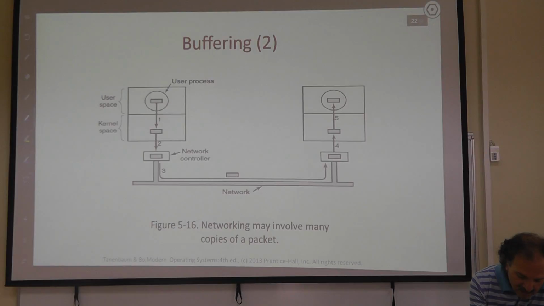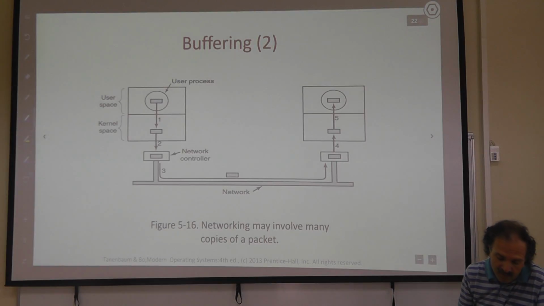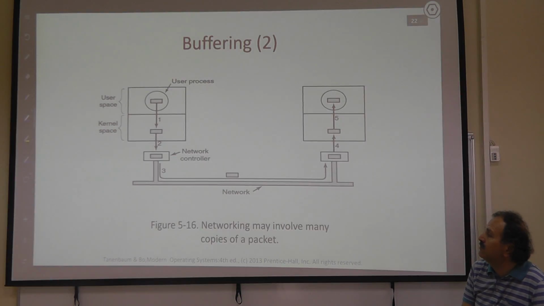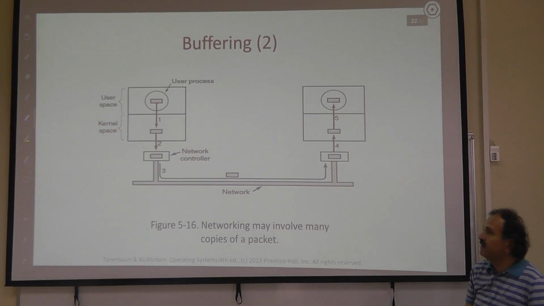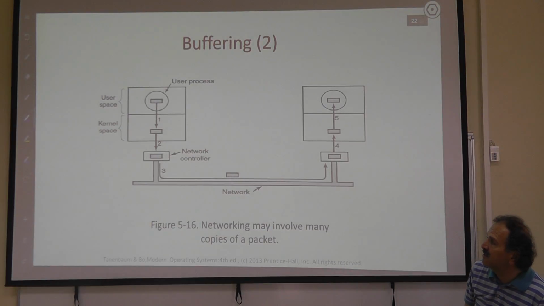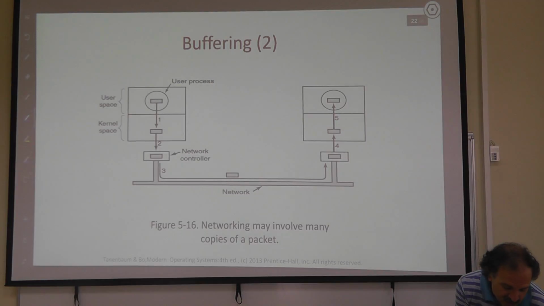So I have 1, 2, 3, 4, 5, 6 copies of the same data over the network, which is inefficient. Sometimes we involve many copies of a packet buffer, but the positive side of buffering is much greater than the problems of this kind of buffer copy. So we need to be careful about these kinds of situations.